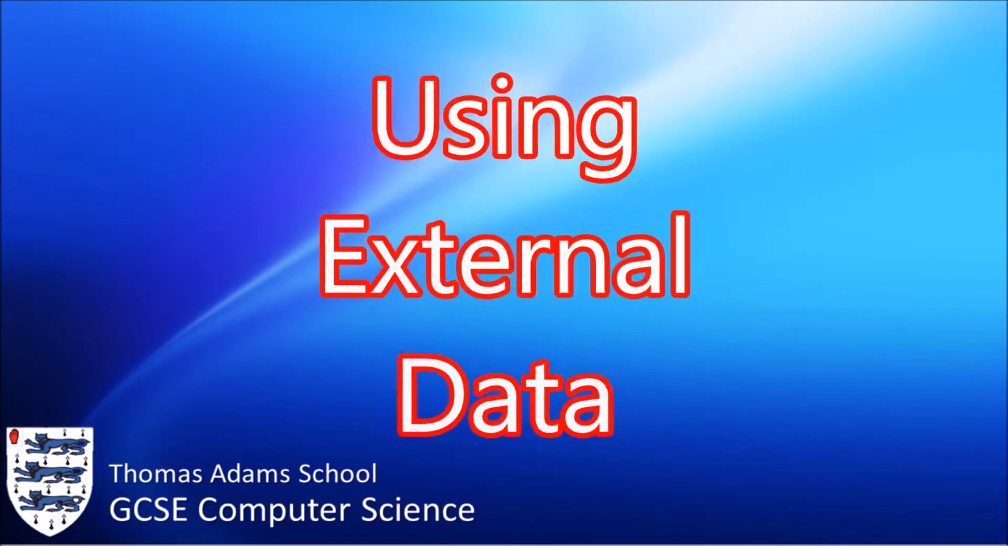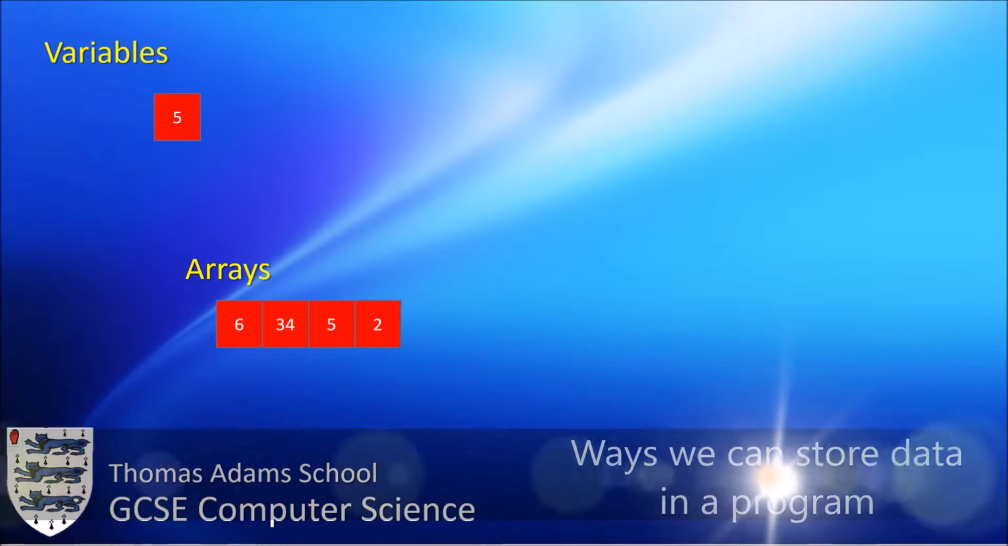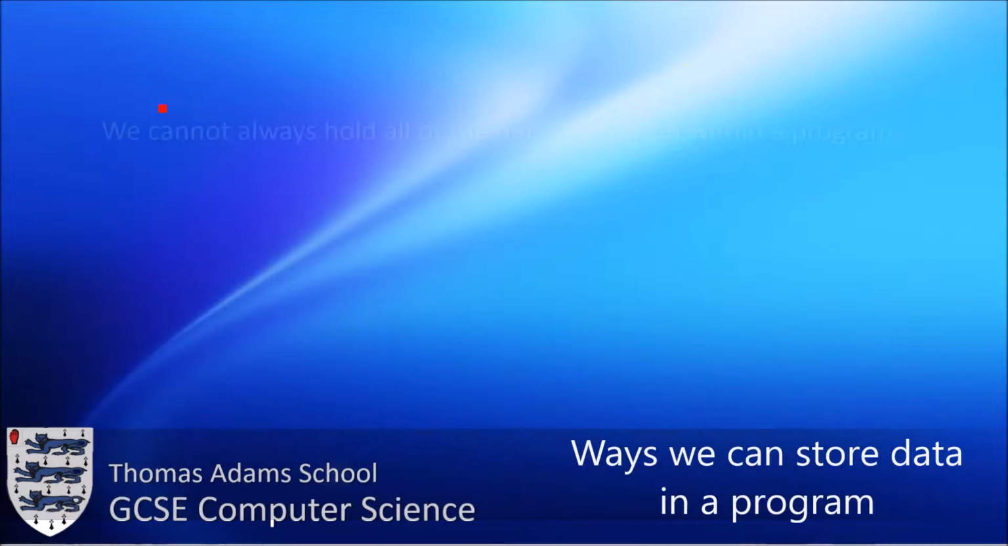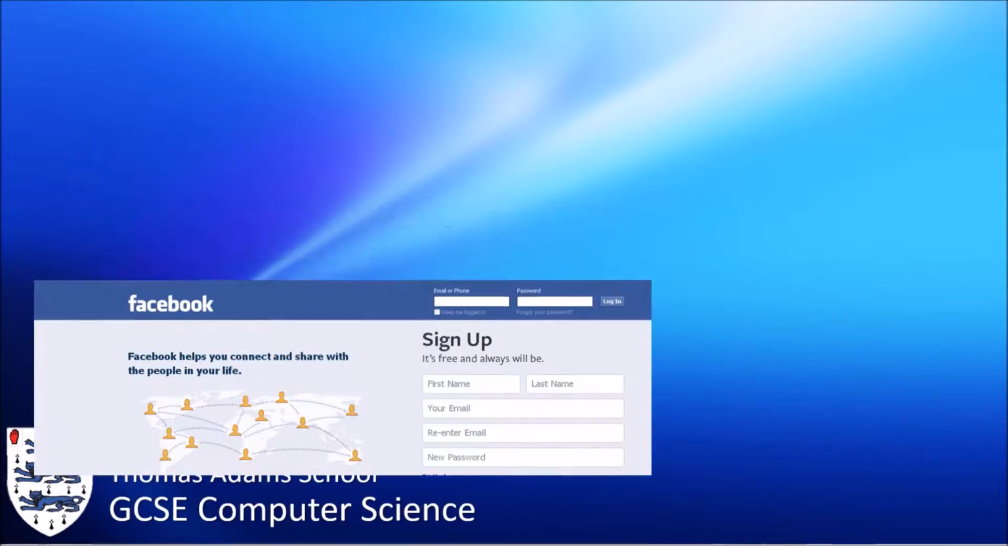Okay, let's have a look at how programs make use of external data. First of all, we know that programs store data in variables, arrays and linked lists amongst other ways. But that's not always enough. Sometimes we can't always hold it all in the program, so we need to hold some data outside of the program.